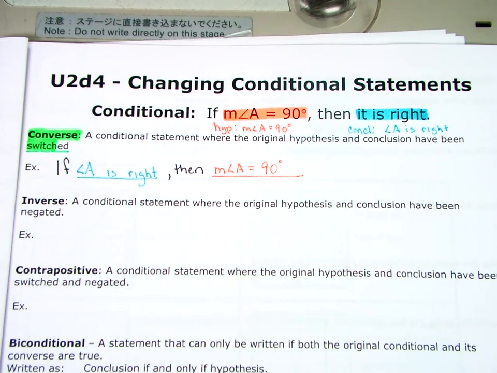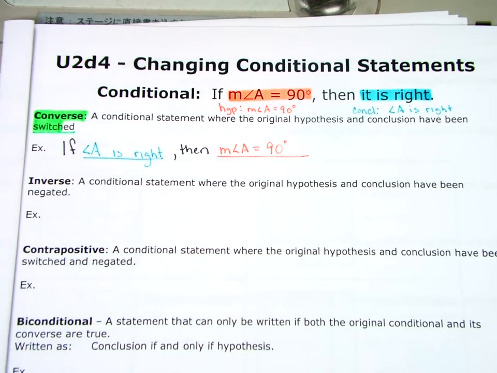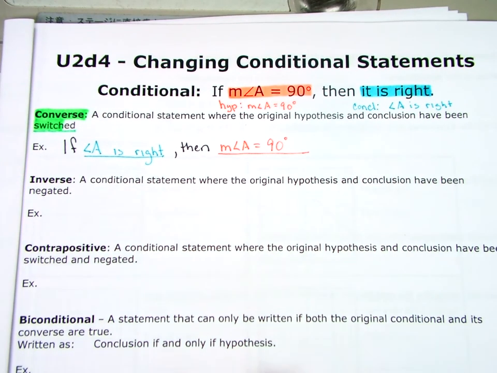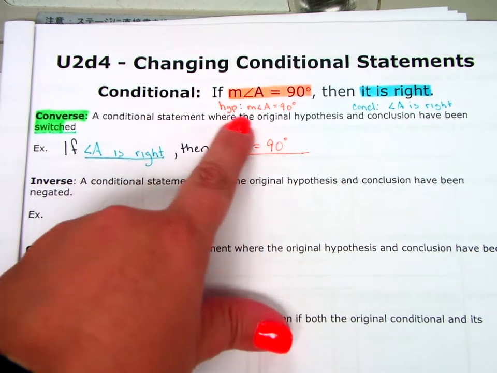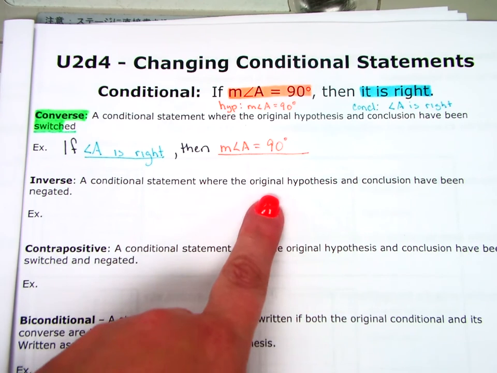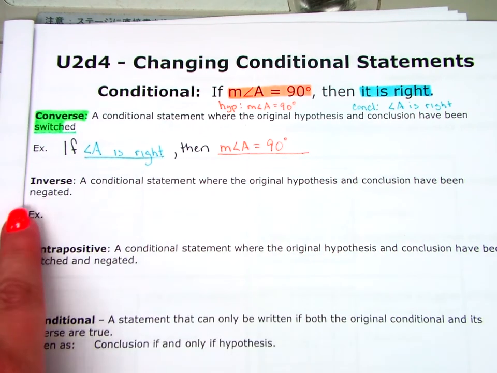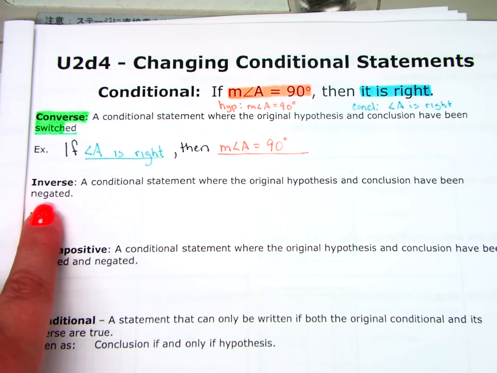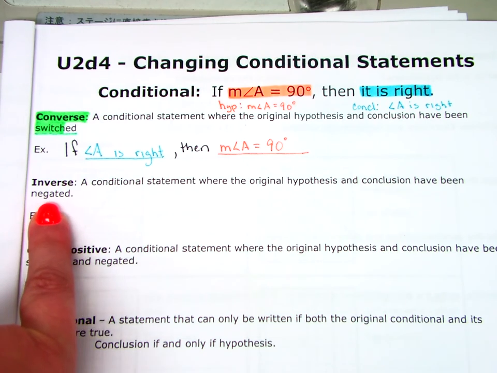All right, so next, inverse. A conditional statement where the original hypothesis and the original conclusion have been negated. Do we know what the word negated means? Proving wrong. I learned this a while ago and I totally forgot.